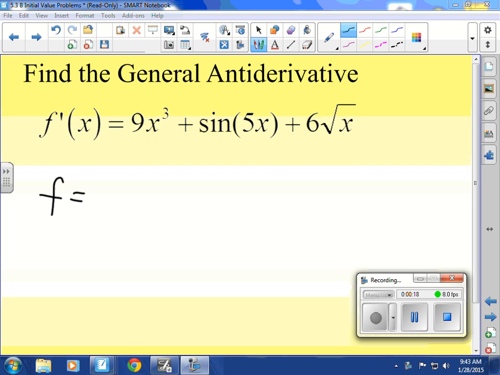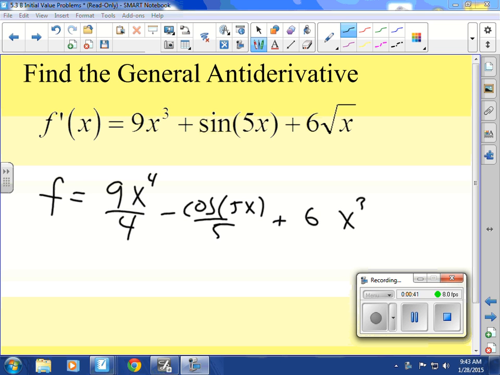What are you going to do with the 9? 9 over 4 coming with, and then x to the 4th over 4. Very good. Minus the cosine of 5x over 5, plus 6 times x to the 3/2, very good, multiplied by 2/3, and then plus c. Simplifying isn't necessary here. We're just trying to learn the process.